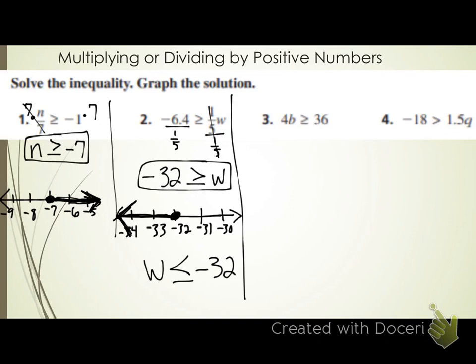Number 3, 4b is greater than or equal to 36. How do I get b by itself? Divide both sides by 4. 36 divided by 4? 9. Symbol, flip, or stay? Stay.